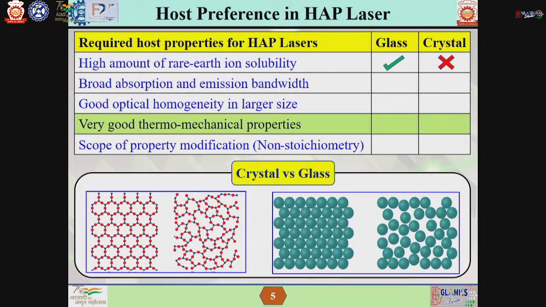At the same time, if we are thinking about high average power, the repetition rate should be higher. That's why the bandwidth should be larger, the band should be wider. At the same time, optical homogeneity is required. Glasses possess all these properties, but they are lacking in terms of thermomechanical properties. But as we all know, glass is a non-stoichiometric material, so we can easily manipulate these properties by composition modification.